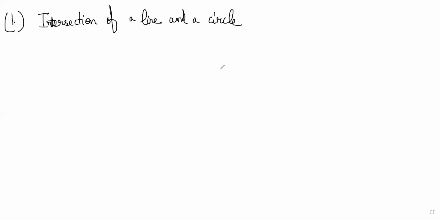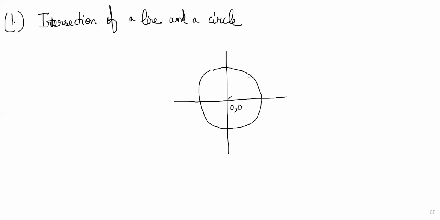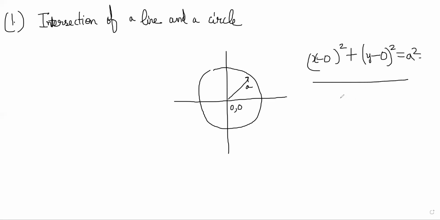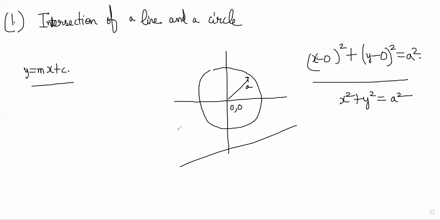So let's think about a random circle like this, and let's say this is a circle with center at 0, 0 and radius a. So the equation of this circle would be x minus 0 whole square plus y minus 0 whole square is equal to a square, right? Yeah. The equation of the circle is x square plus y square is equal to a square. Let's say we have a random line y is equal to mx plus c, a line in the plane, somewhere it will be. The line could be like this, it could be like this, or it could be tangent, right?